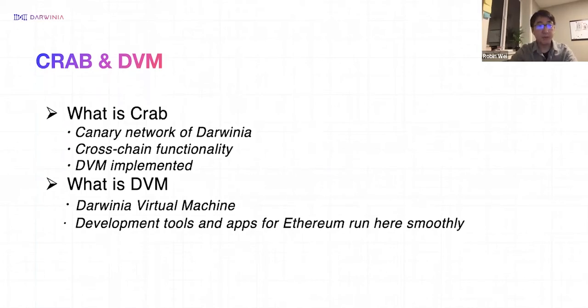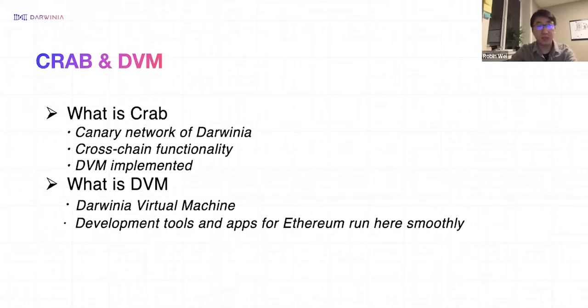We also have deployed several testnets, including Pangolin, which we are using in today's demo. And you can test your apps on Pangolin, and when the hackathon ends, your apps will be deployed on Crab network. And we have implemented a DVM in Crab network.